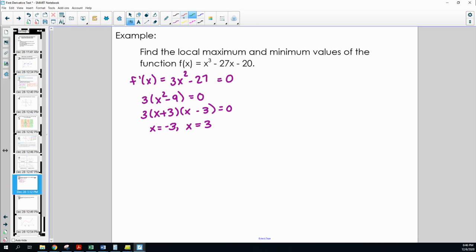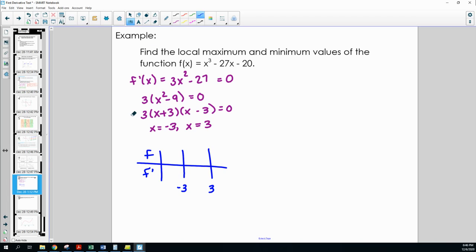So now what I'm going to do is I'm going to make the same chart that I made before when I did increasing and decreasing. So I'm going to make an f prime, little chart here, and I'm going to put the two critical points. So negative 3, make sure you put them in order, and 3. So what we're going to do here, again, is pick a value that's less than negative 3 for this first box.